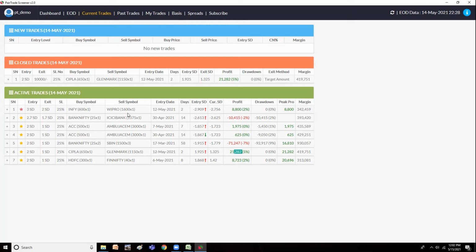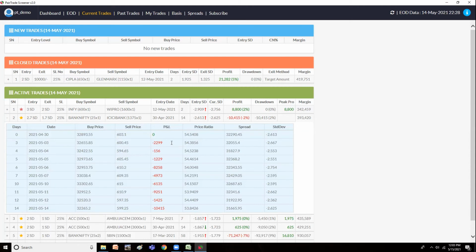Now if you see here, Infy Wipro, their entry came the same 12th day, so that was profit. And Bank Nifty ICICI came 14 days back on 30th April, and it is right now at 10,400 negative. So I can just expand and see what happened in 14 days. These 14 days are normal days, not trading days, so in between there would be holidays. For example, here first and second are holidays. On 30th we got entry, and since then it has been in the negative only. One day it recovered, the next day it went back again.